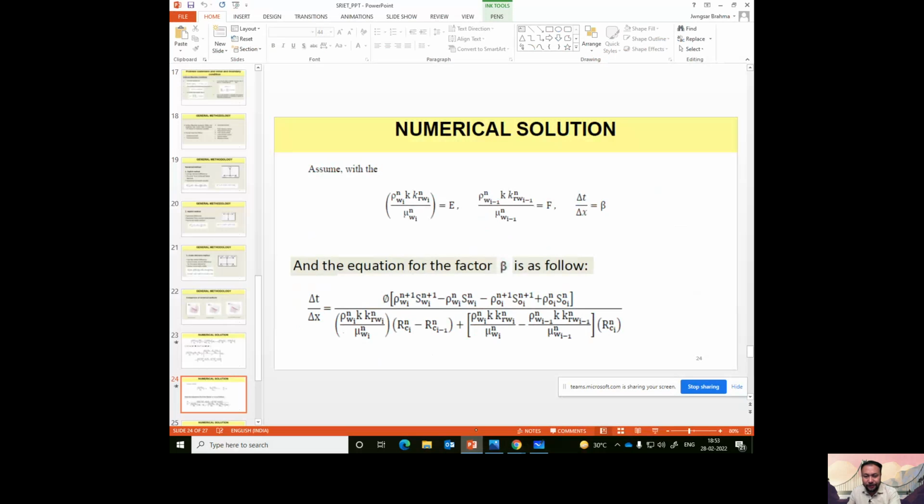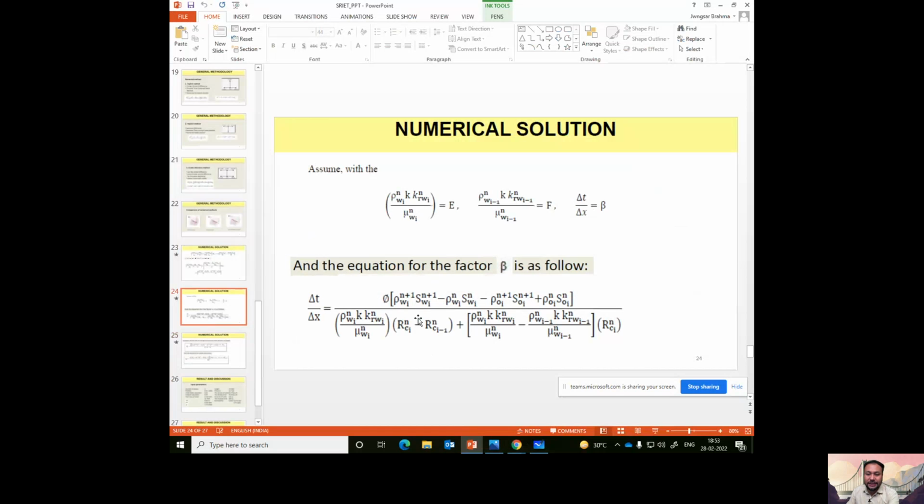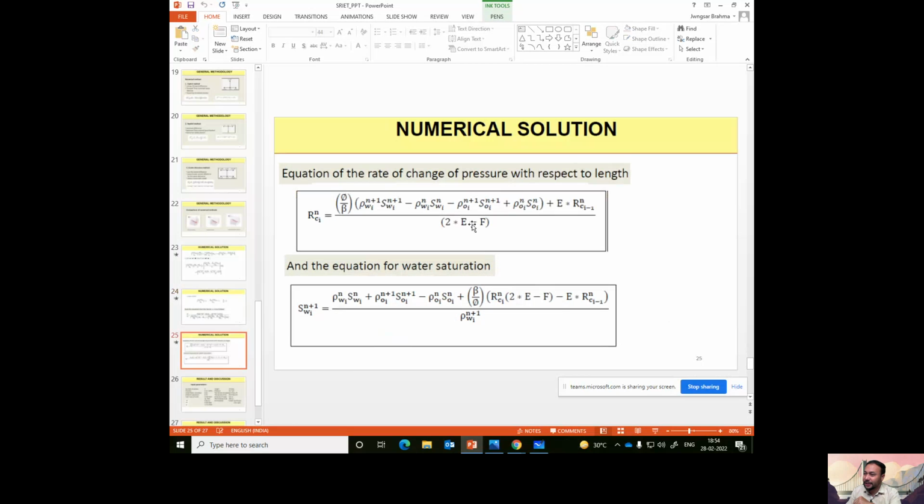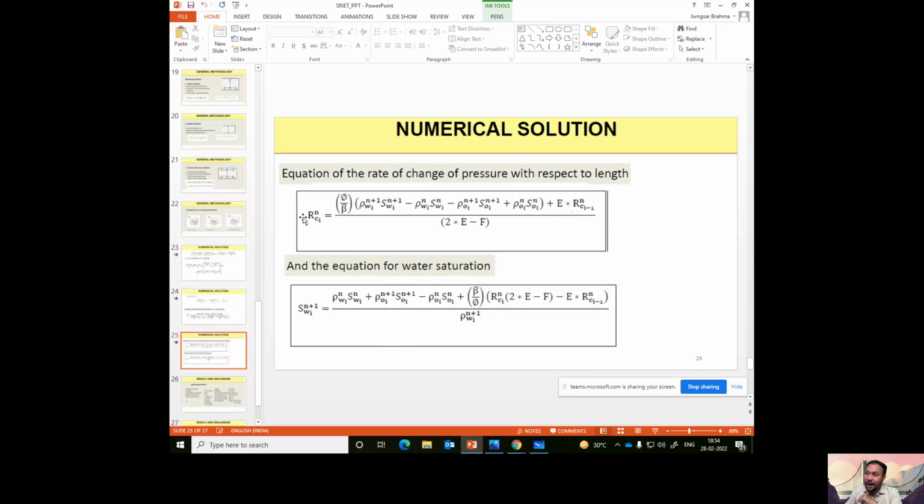Okay, now come up here. After doing all these things, we get the equation for the rate of change of pressure with respect to length. From these equations I take out RCIN, and this is the equation. What is capital E, capital F, and capital beta? This is mentioned here. So RCIN represents the rate of change of pressure with respect to length.